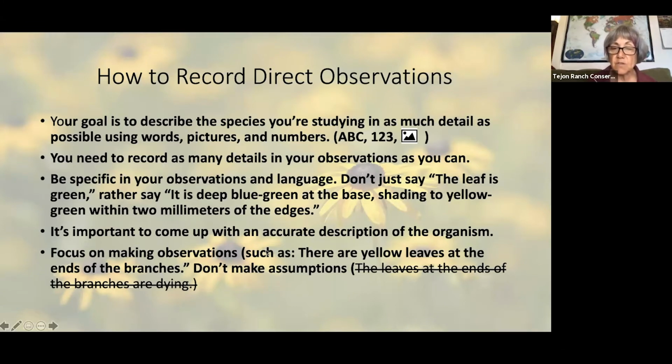Focus on making observations such as there are yellow leaves at the ends of the branches, and don't make assumptions like the leaves at the end of the branches are dying. That's not the same thing.